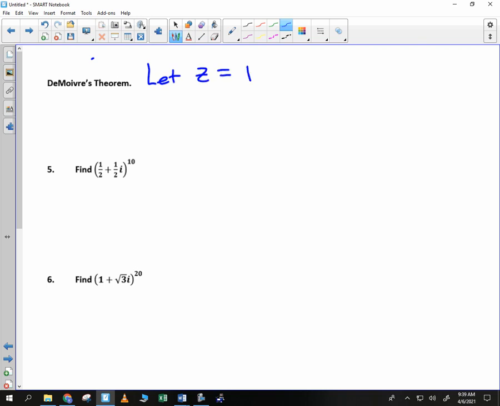Let Z equal r times cosine of theta plus i sine of theta.